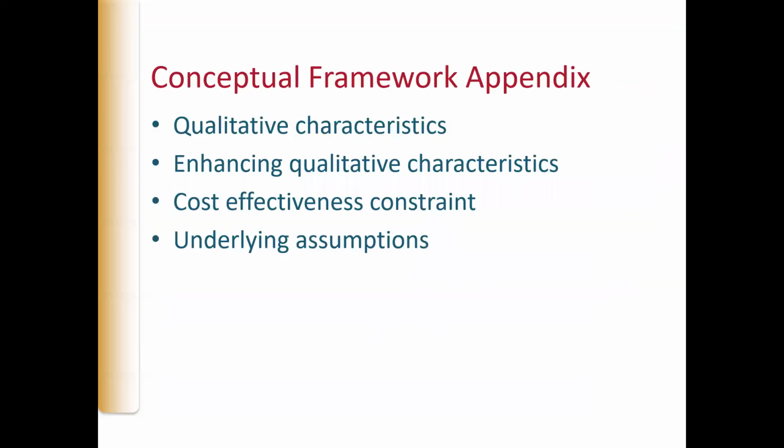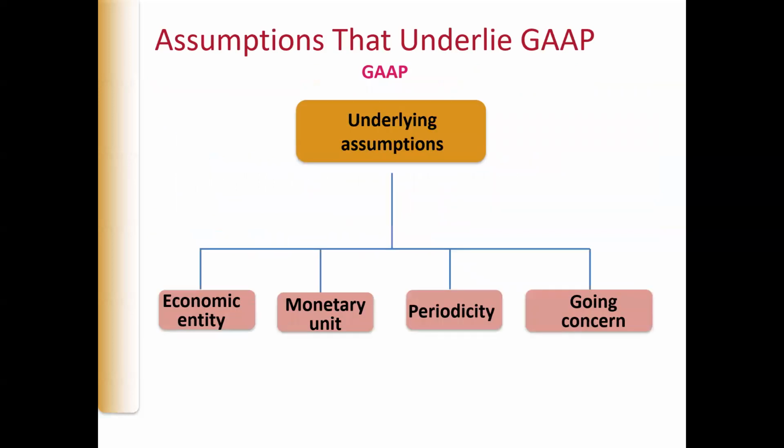So basically, be aware of this conceptual framework of the purpose for enhancing qualitative characteristics and having certain assumptions. In GAAP, we assume each individual company is its own economic entity, that we use the dollar as a monetary unit, that we report based on a period. Periodicity means we base our income statement on a period, be it a month, a quarter, or a year.